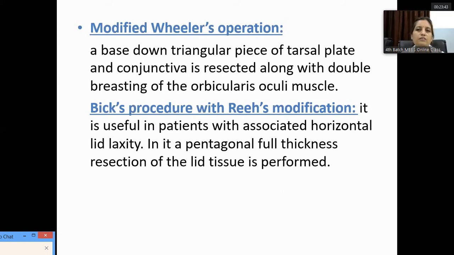Modified Wheeler's operation is quite commonly performed nowadays. A triangular piece of tarsus plate and conjunctiva is resected along with the double bracing, and a suture is applied in a triangular fashion, which is called the modified Wheeler's operation. Briggs procedures are Rees modifications, useful in patients associated with horizontal lid laxity. That is similar to that. We will cut the full thickness pentagonal resection of the lid tissues, and we put the suture.